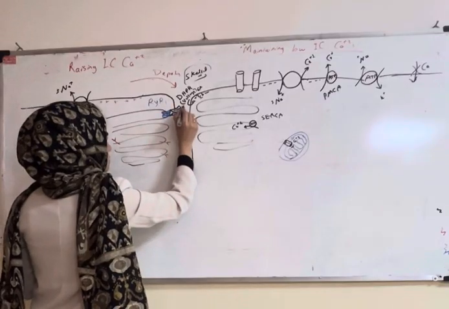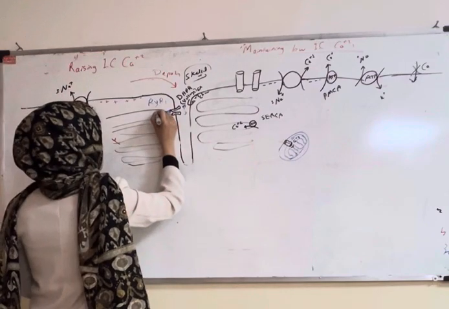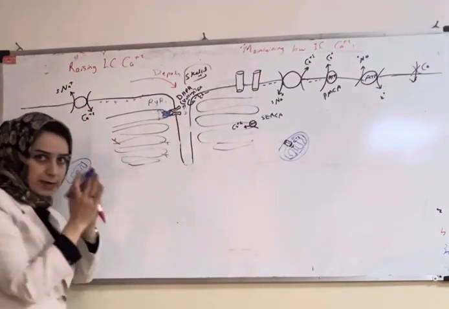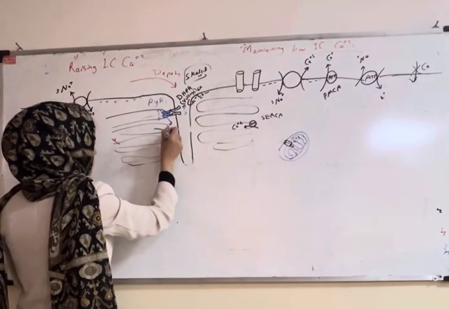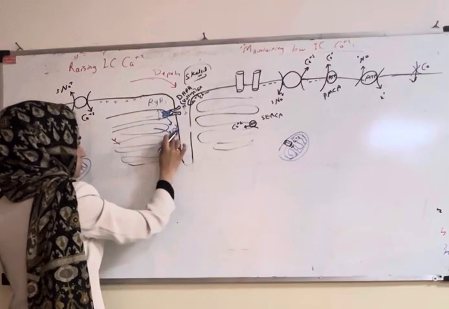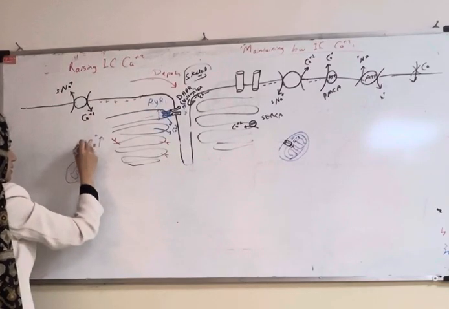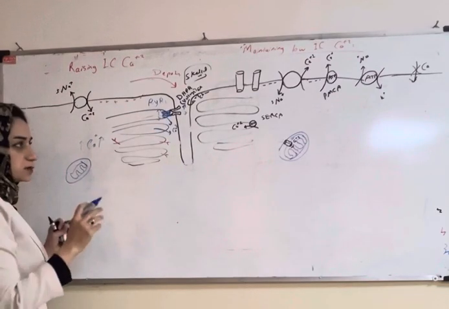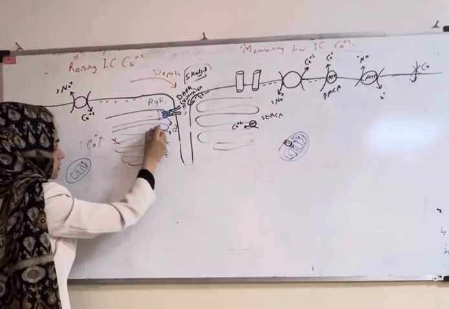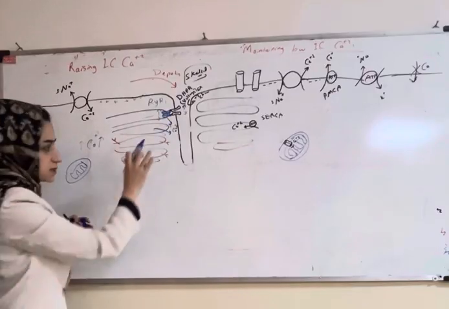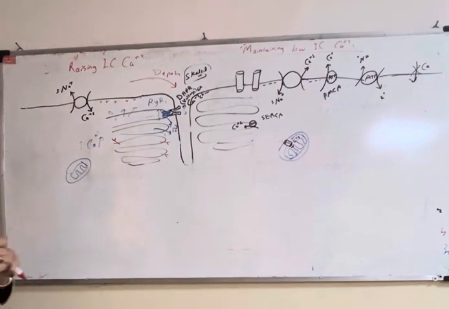So when this one is open by conformational change, it will lead to conformational change in this channel too, the ryanodine receptor, and it will open. So what will happen? It will cause release of calcium from the sarcoplasmic reticulum to the cytosol. There will be raising of the calcium level intracellularly. There is a high amount of calcium inside the sarcoplasmic reticulum.